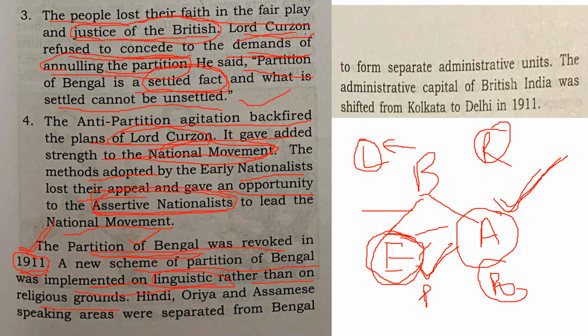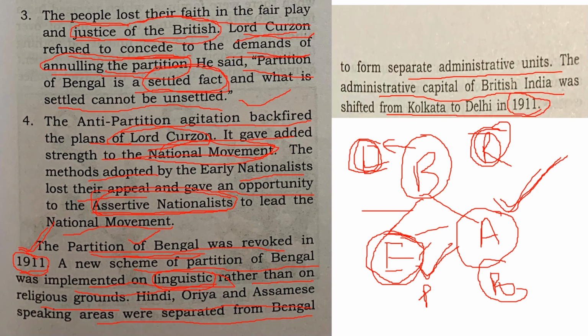So what is linguistic basis? Based on the language people speak, Bengali speaking people all in one province, Odia speaking people all in one province, and all Hindi speaking people in Bihari province. Like that they were divided now. So on the grounds of language, Hindi, Oriya and Assamese were separated from Bengal to form separate administrative units. So Lord Hardinge divided this based on language now, and the administrative capital of the British was shifted from Kolkata to Delhi. Earlier, the administrative capital for the entire India was operated from Kolkata by the British. Now they made Delhi the capital city, and by 1911, the partition was done in a different way again.